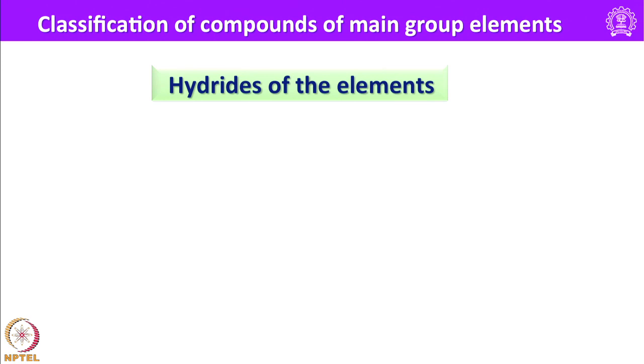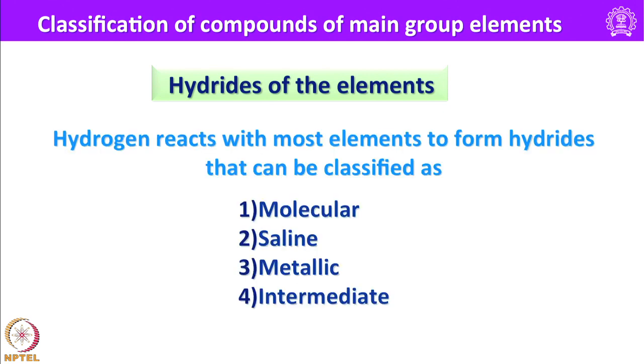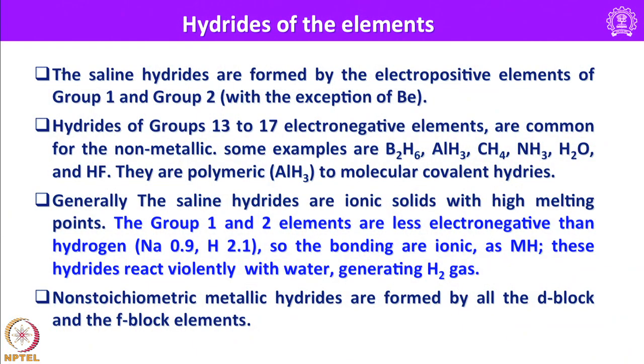So, let us look into the first type of compound, that is hydrides of the elements. Hydrogen reacts with most of the elements to form hydrides, and again these hydrides can be classified as molecular hydrides, saline or ionic hydrides, metallic hydrides, and also intermediate hydrides. What are those classes? The saline hydrides are formed by the electropositive elements of group 1 and group 2, with the exception of beryllium. In the case of beryllium, when it forms a hydride, it has some covalent character. Other than that, most of them are highly ionic hydrides.